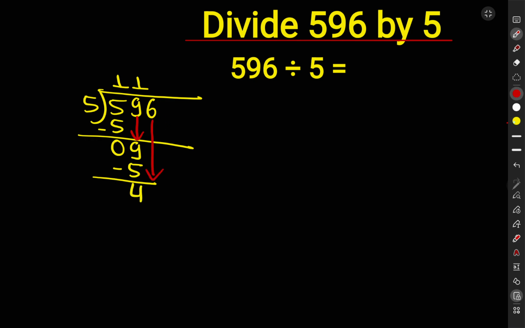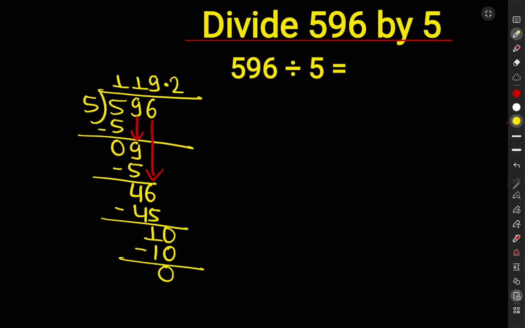So again we put down this 6 and it is 46. 5 times 9 is 45. On subtracting, we get 1. So now we have no other number to put down, so we put a decimal here and add 0. So it is 10 and 5 times 2 is 10. On subtracting, we get 0.